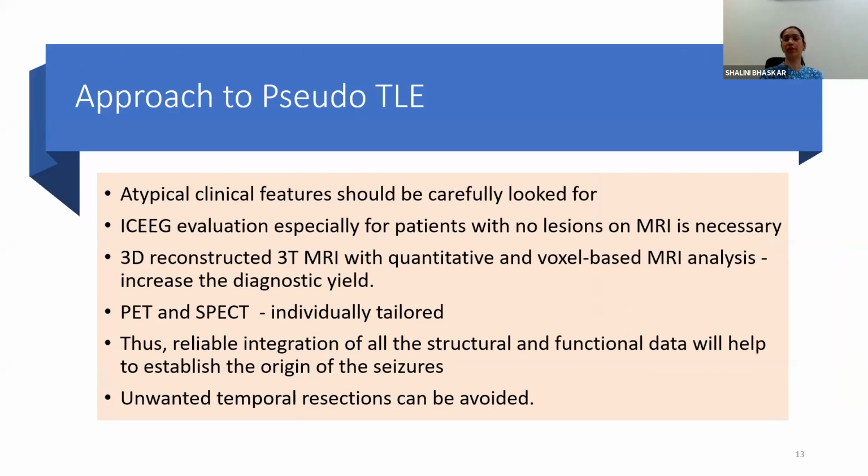Therefore, one should be aware of pseudotemporal TLE, and atypical clinical features should be carefully looked for. In such patients, intracranial EEG evaluation, especially for patients with no lesions on MRI, is necessary. 3D reconstructed 3 Tesla MRI with quantitative and voxel-based MRI analysis increases the diagnostic yield. PET and SPECT should be individually tailored. Thus, reliable integration of all the structural and functional data will help to establish the origin of the seizures, and unwanted temporal resections can be avoided.